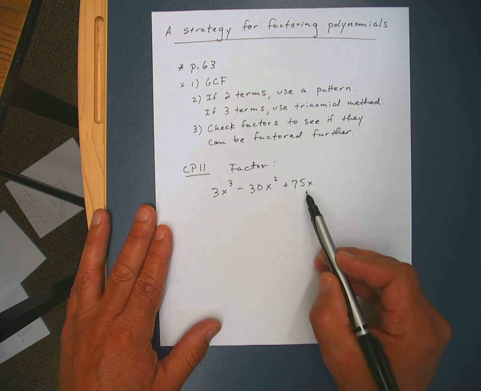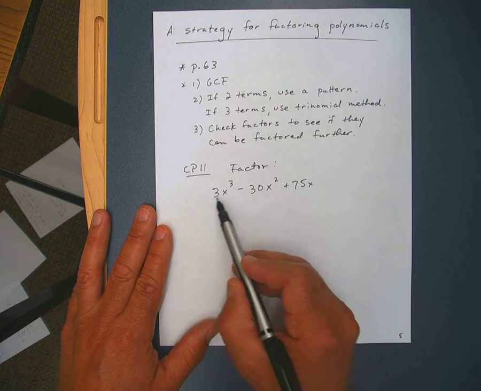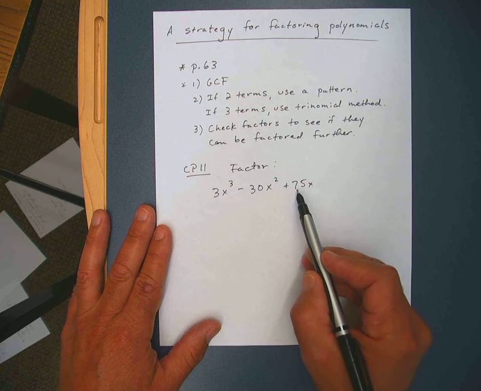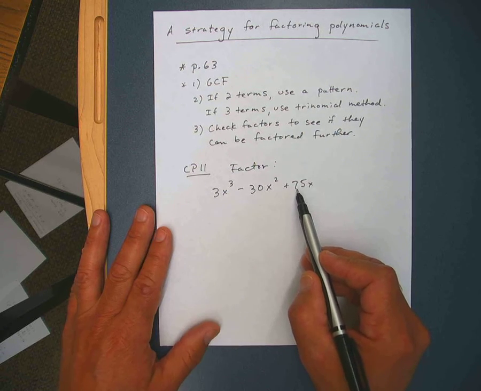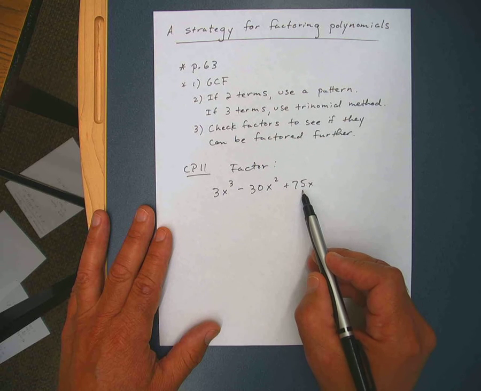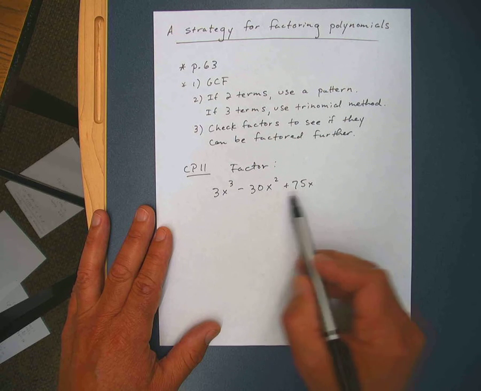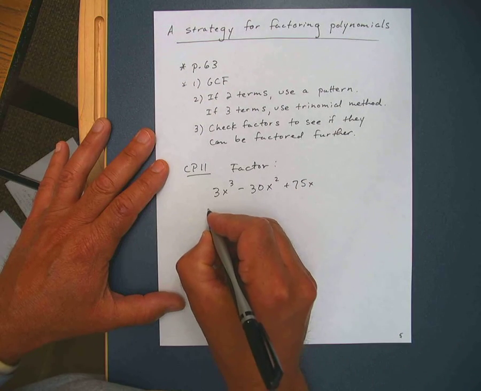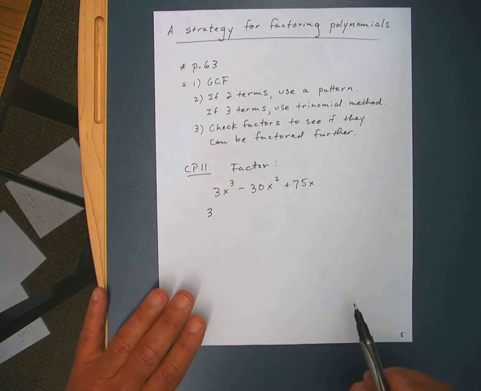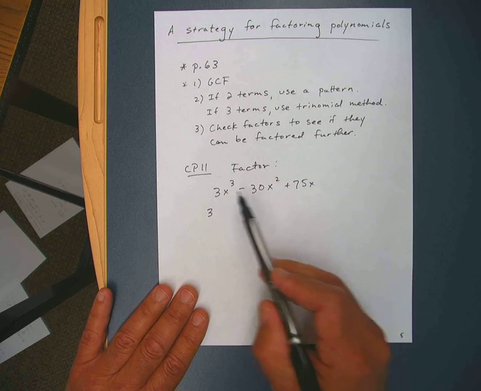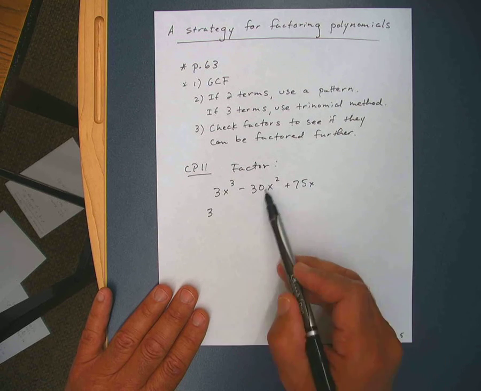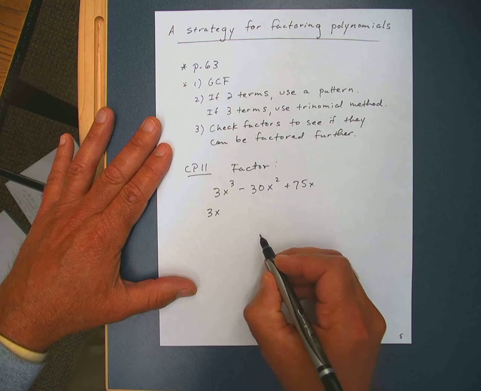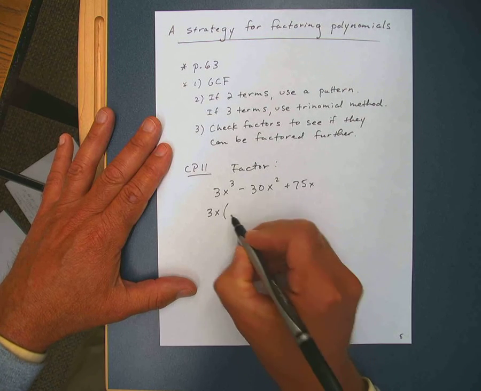Let's look at the third term. 3 is the only possible number factor they might have in common. And 3 actually is a factor of 75. 25 times 3 is 75. So all three terms have 3 in common, so we'll factor that out. And then the x's as well. There's 3 x's, 2, and then 1. Every one has at least 1 x, so we should be able to factor out a 3x. So let's take that out.